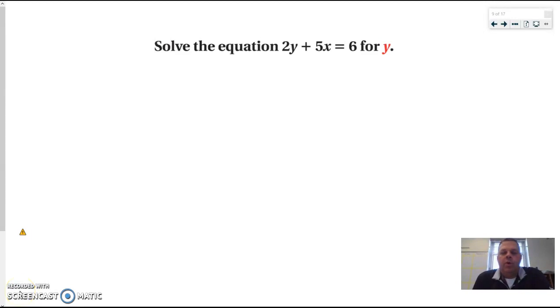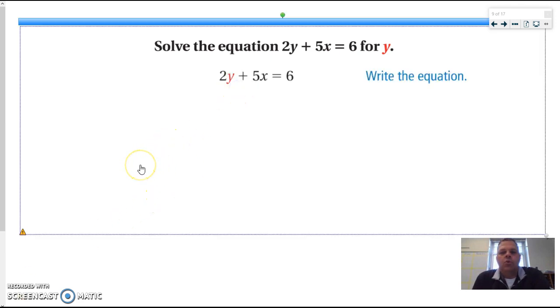The first example we are going to do is solve the equation 2y plus 5x equals 6, and we are going to solve for y. I will write the equation 2y plus 5x equals 6. My goal is to get this 2y all by itself.